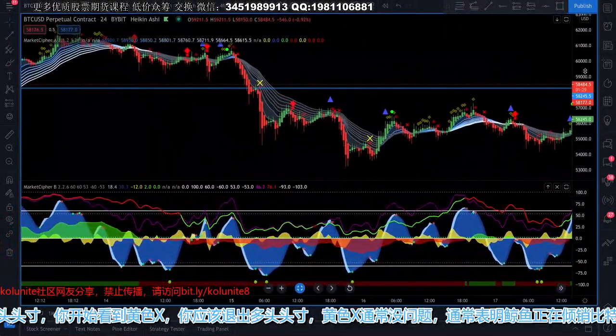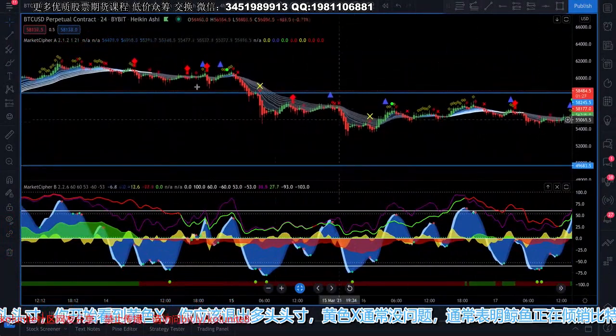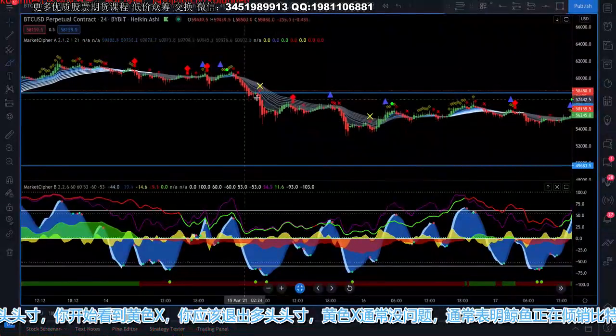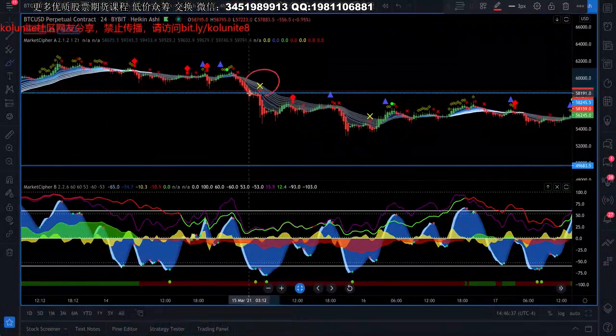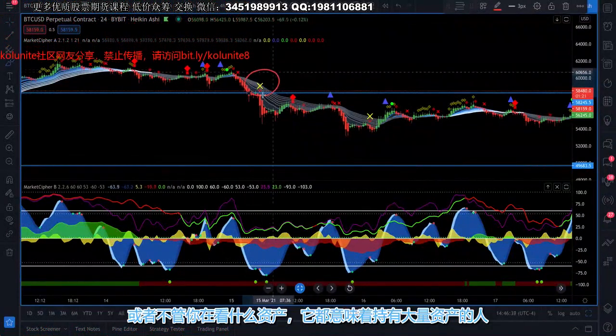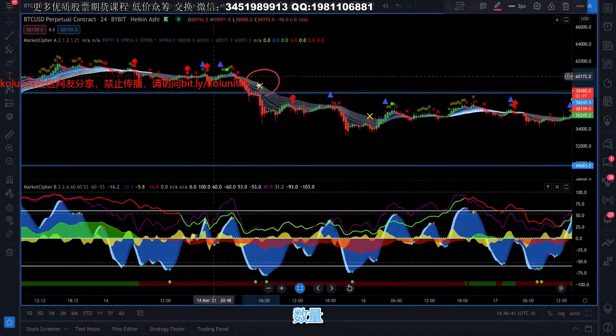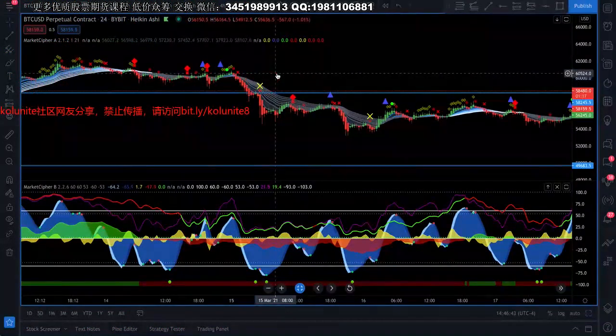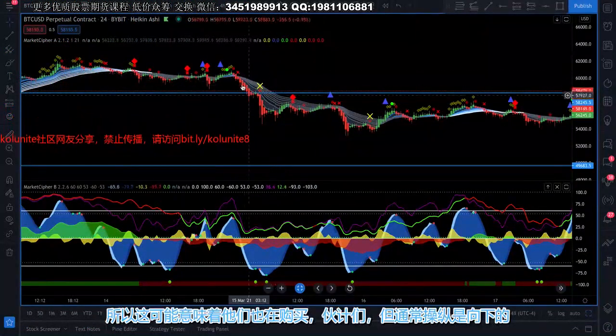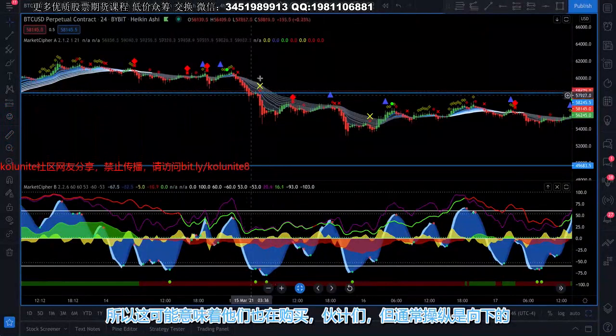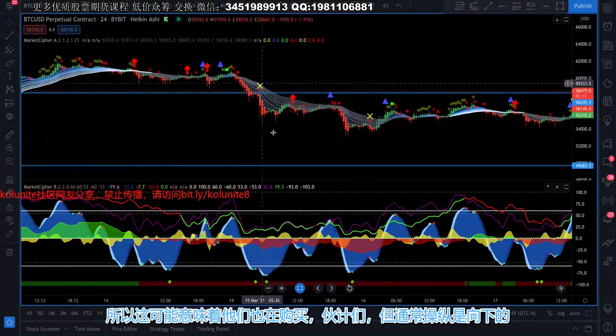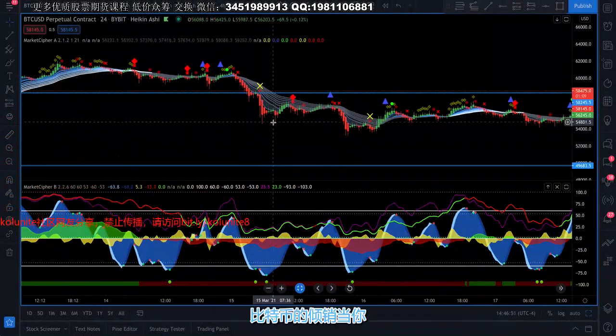Yellow X usually indicates that whales are dumping Bitcoin or whatever asset you are looking at. It means people who are holding a large amount in the market are selling. Usually means they're selling. It could mean that they're buying as well, guys, but usually the manipulation is in the downward direction, right? The dumping of Bitcoin.